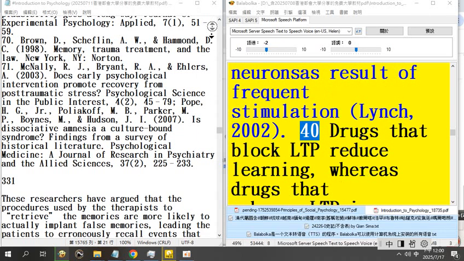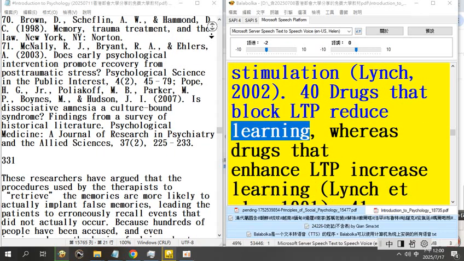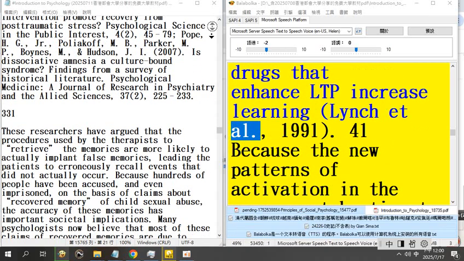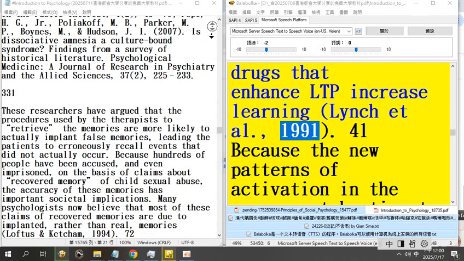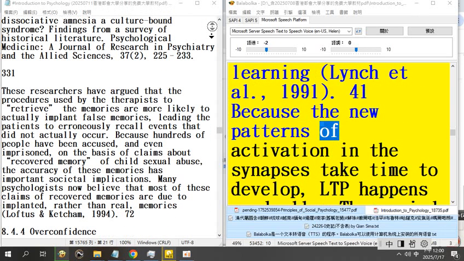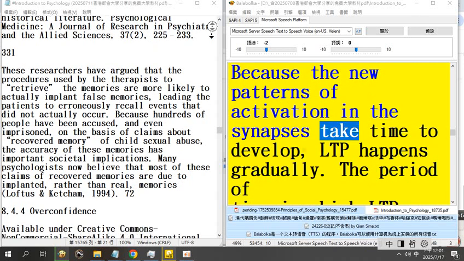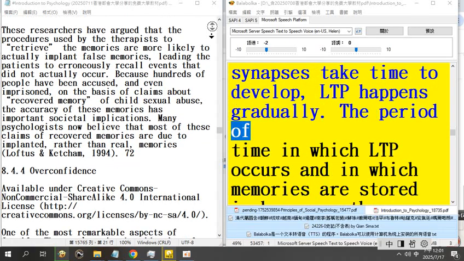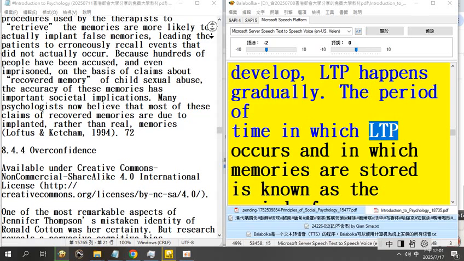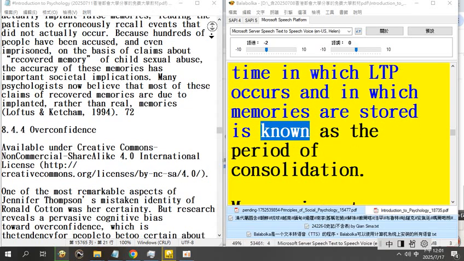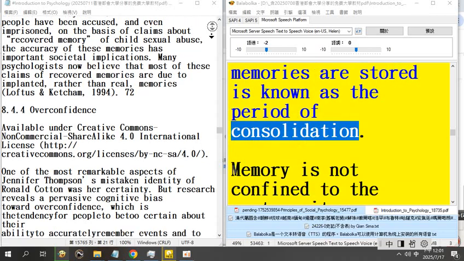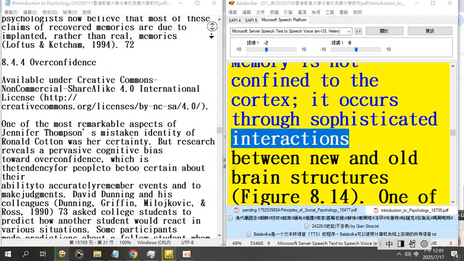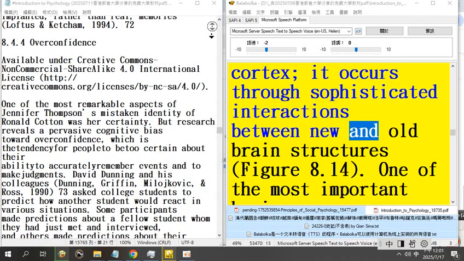Drugs that block LTP reduce learning, whereas drugs that enhance LTP increase learning (Lynch et al., 1991). Because the new patterns of activation in the synapses take time to develop, LTP happens gradually. The period of time in which LTP occurs and in which memories are stored is known as the period of consolidation. Memory is not confined to the cortex, it occurs through sophisticated interactions between new and old brain structures.